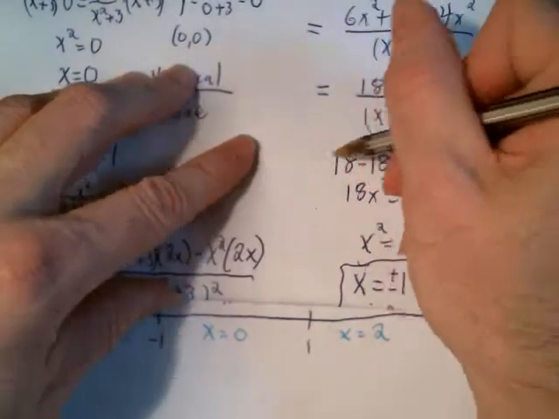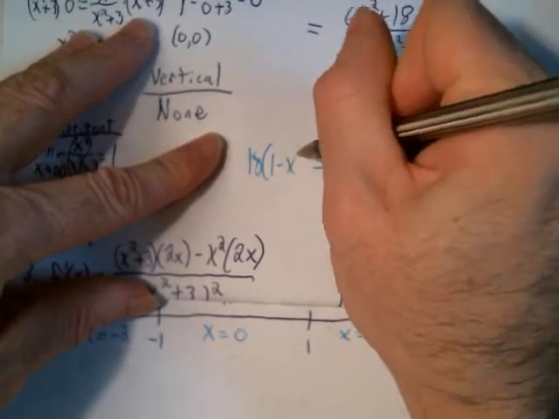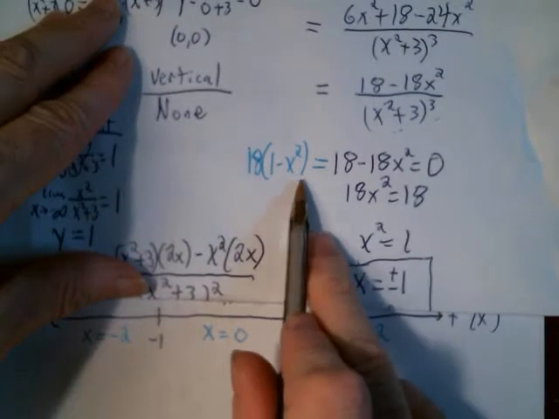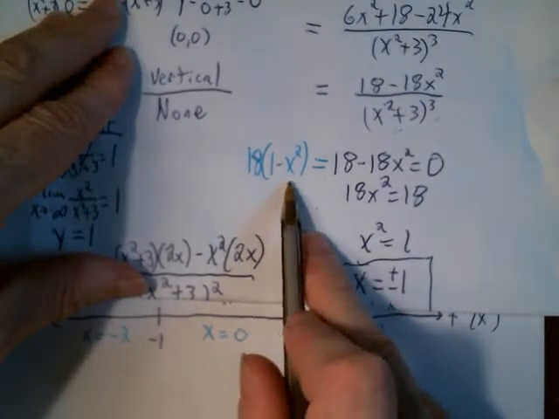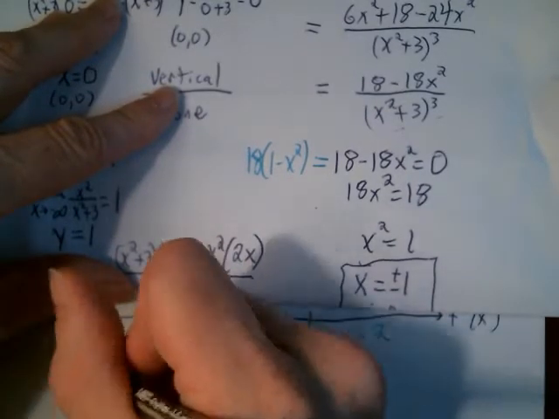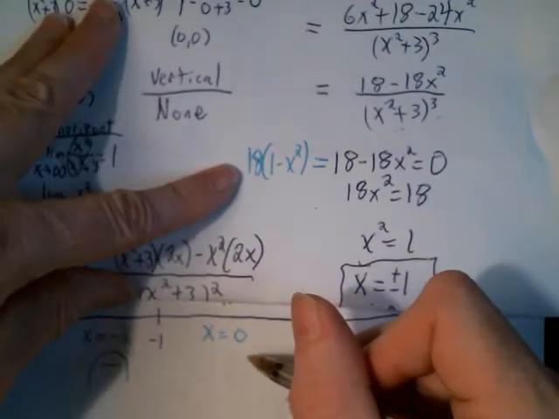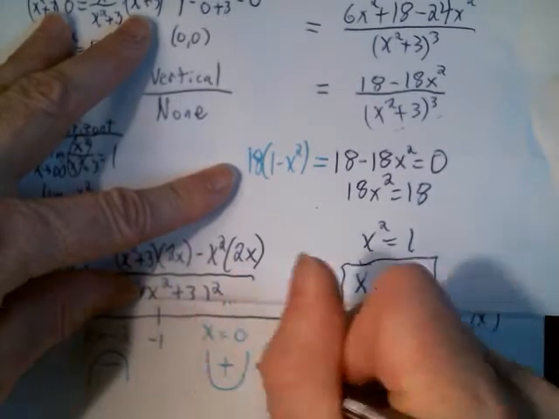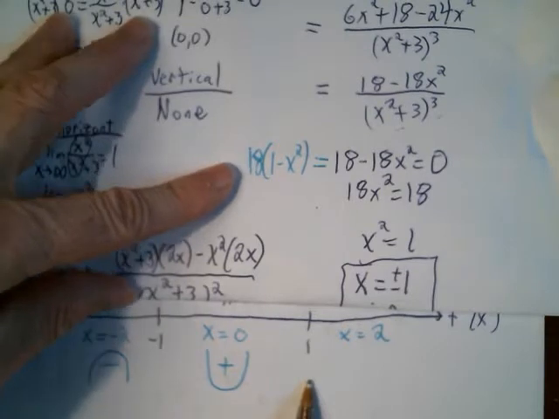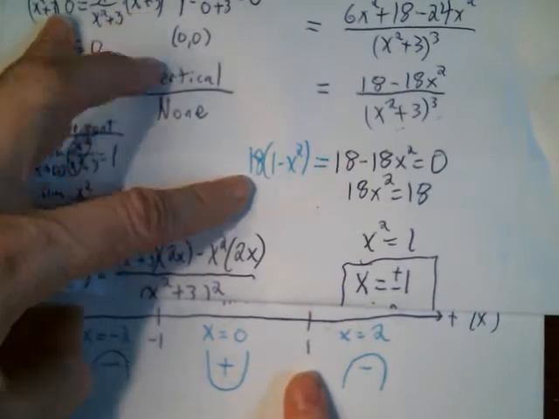And the numerator can be rewritten in the form 18 times 1 minus x squared. So all you need to do is plug these numbers into 1 minus x squared and see if that's positive or negative. So -2, 1 minus -2 squared, well, that's obviously going to be negative, so it's concave down. You plug in 0, you're going to get a positive, so concave up, and we have an inflection point right there. Plug in 2, 1 minus 4 is negative, so it's concave down. We also have another inflection point at 1.